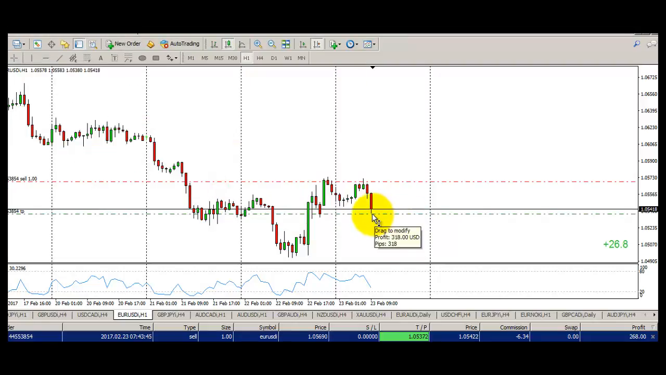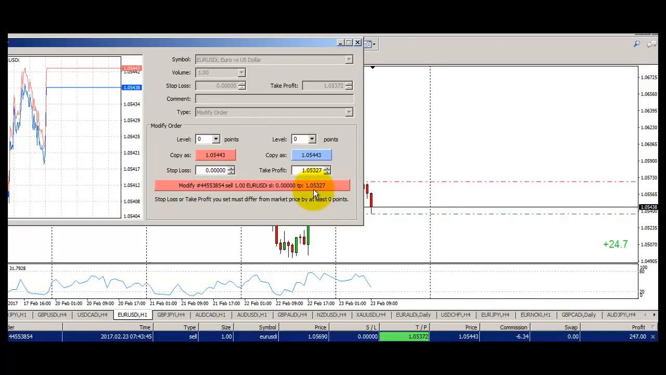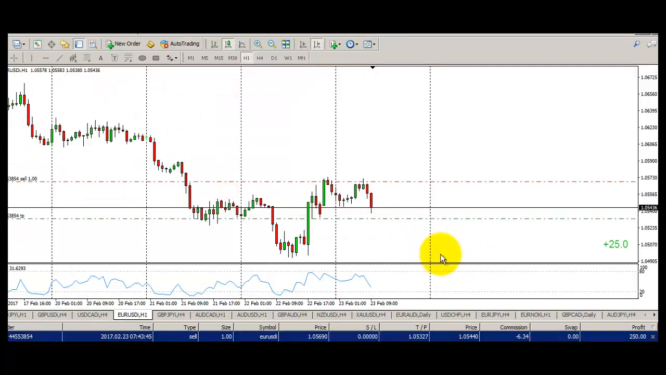Yeah, so it's up to you guys. You can hang onto the trade. I'm anticipating a further drop of this euro during the course of today, so don't take it as gospel, guys, but that's just my view at the moment.